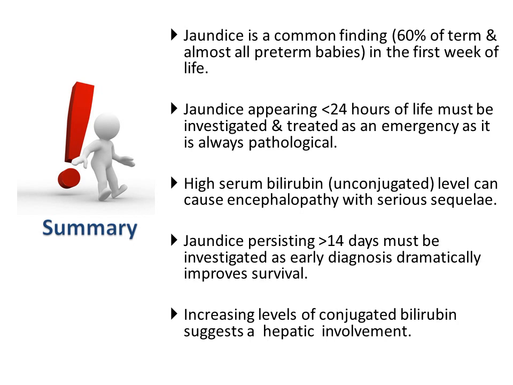Unconjugated hyperbilirubinemia is associated with encephalopathy, which can result in long-term adverse sequelae. Persistent jaundice beyond 14 days should be investigated thoroughly. Identification of its cause and early treatment dramatically improves survival. An increasing level of conjugated bilirubin suggests hepatic involvement.